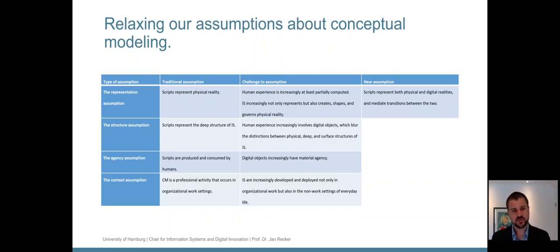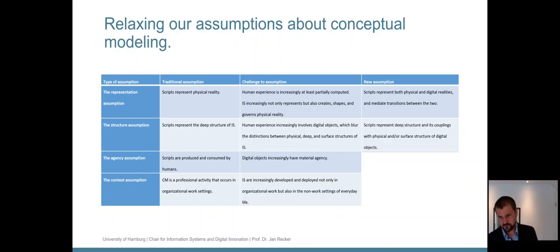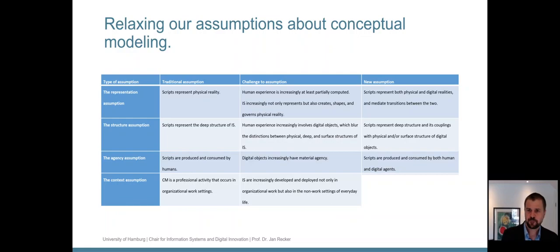So what we've done is we said, well, we've got to relax all these traditional assumptions so that we incorporate them and other parts. So that scripts represent not only physical reality, but also digital reality, as well as the places where these two realities meet. Scripts, of course, still represent the deep structure of an information system, the semantics of the data in its database. But we also need to consider how these semantics might be coupled to elements of the physical structure of a digital object, or the surface structure. I'm going to give you an example in a minute.